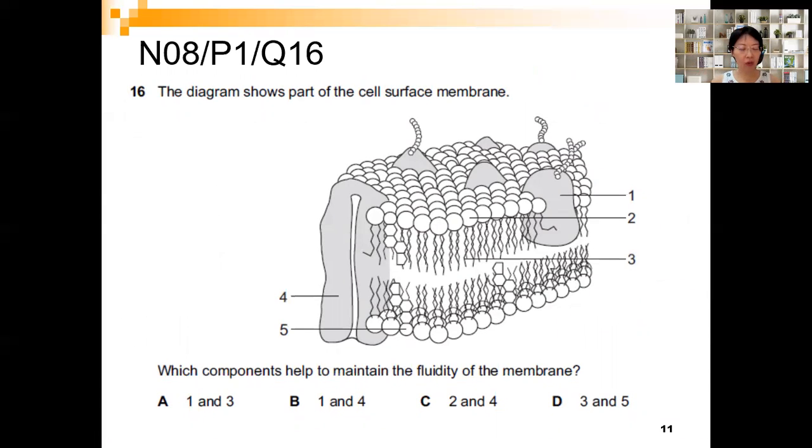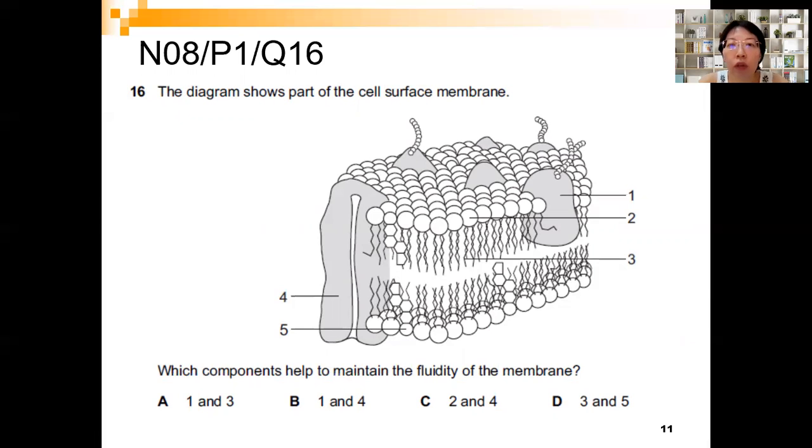Okay, so let's answer this question. The diagram shows part of a cell surface membrane. Past year MCQ. Which components help to maintain the fluidity of the membrane? You have two molecules there. Megan? Is it 3 and 5?